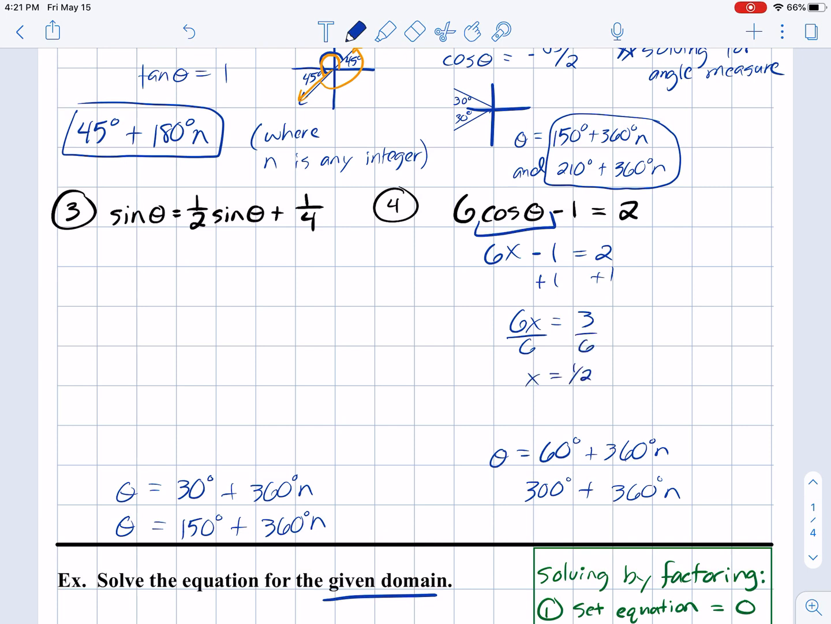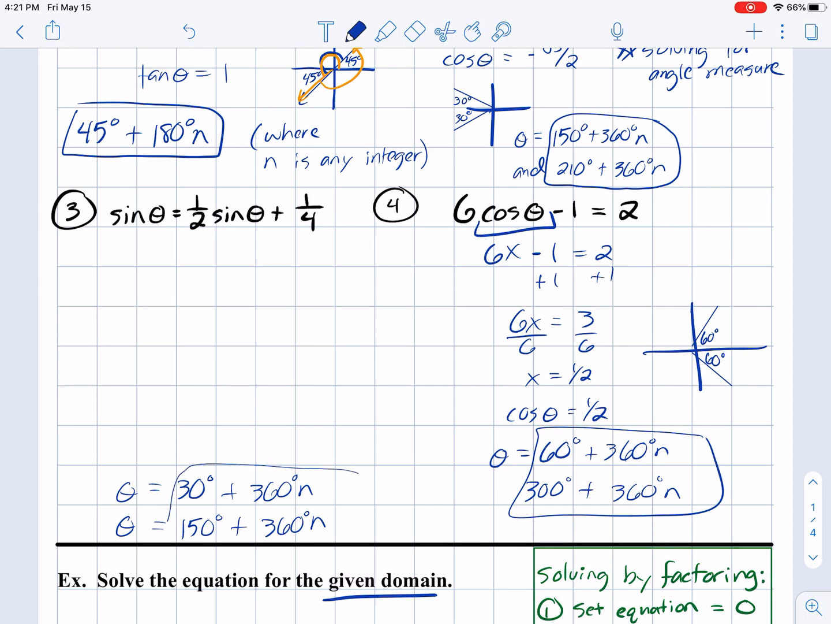And then just substitute the cosine of theta back in. Cosine of theta equals 1/2. Well, my x is 1/2 when I'm in quadrant 1 and I have a 60-degree reference angle, and when I'm in quadrant 4 and I have a 60-degree reference angle. Those were our two answers down here.